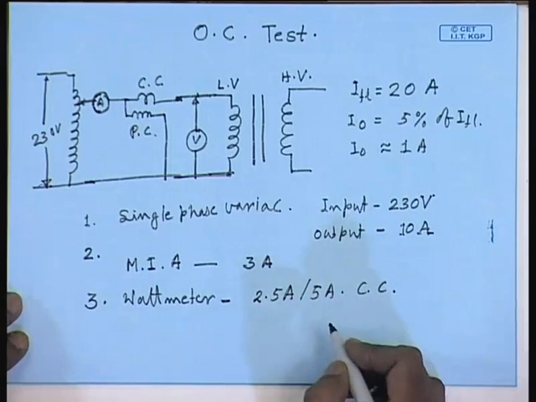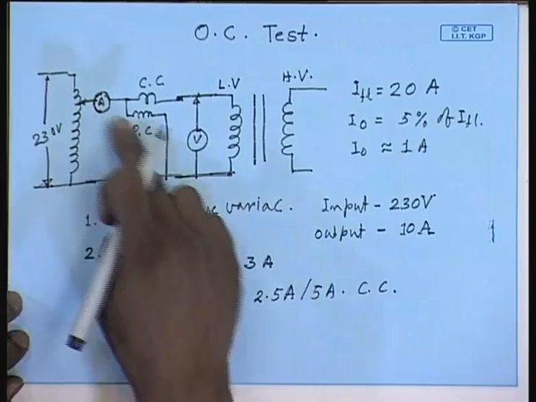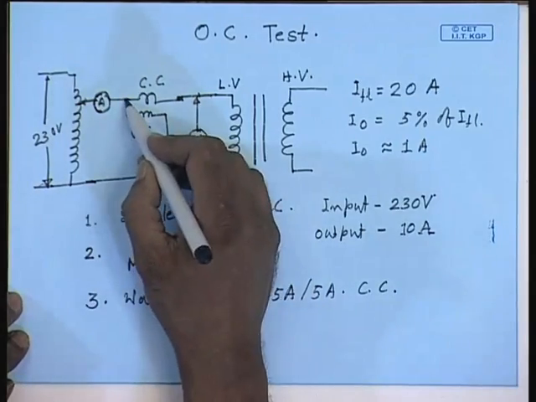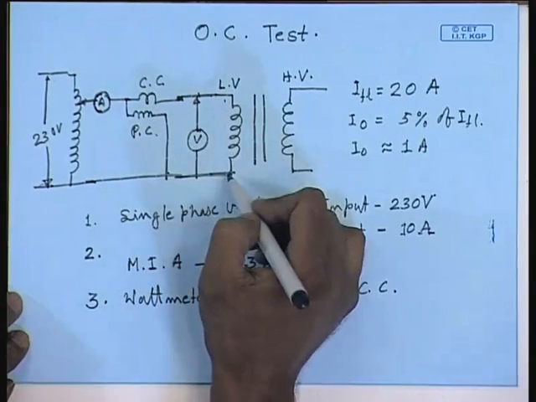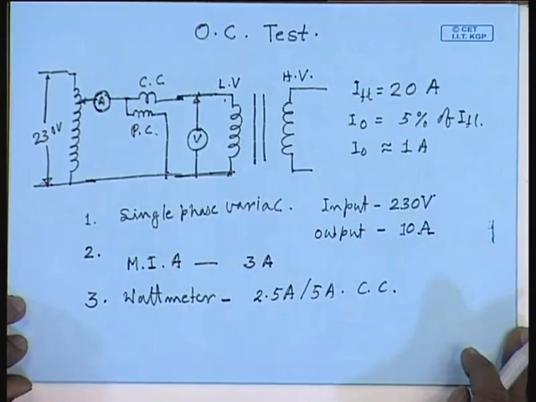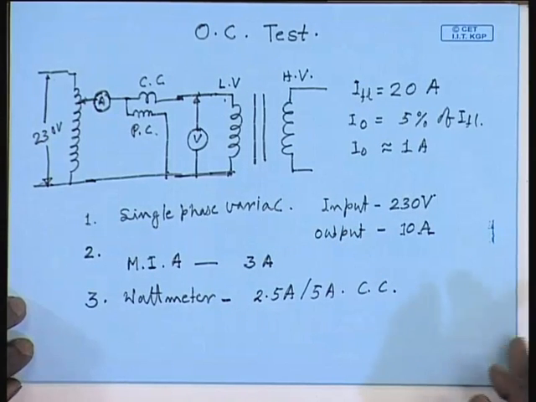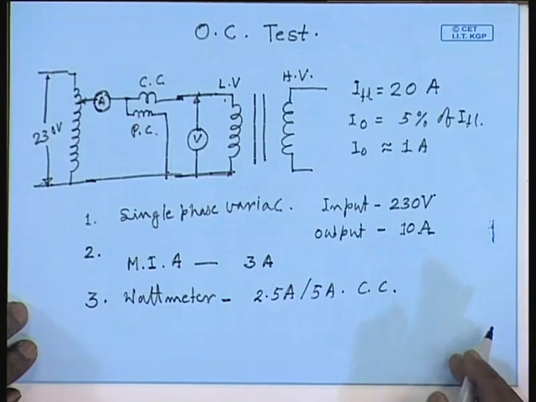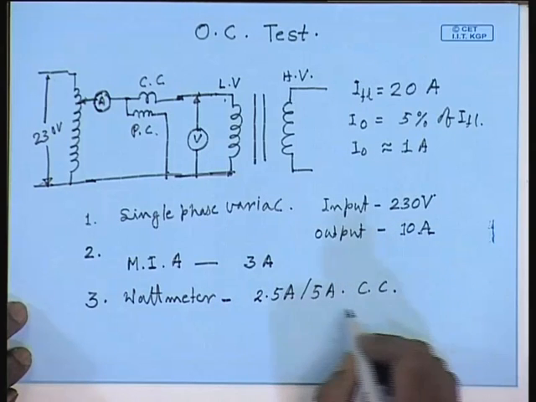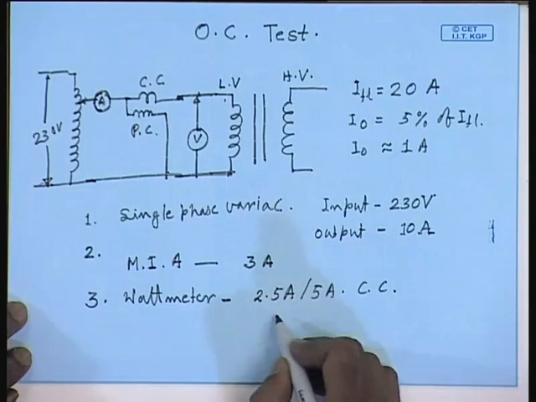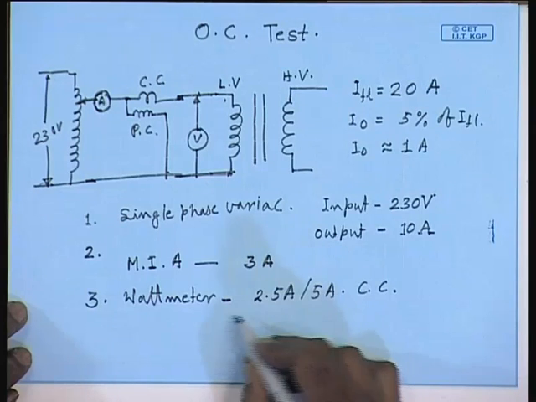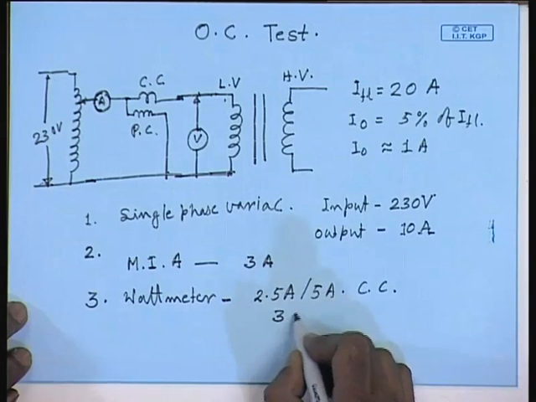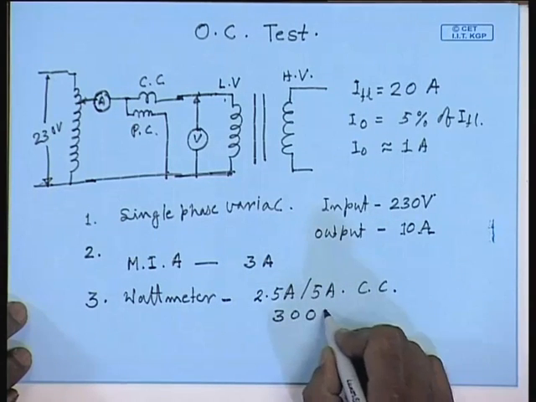For the potential coil, the applied voltage is the same as the rated voltage of the LV side, which is 200 volt in this case. So, we will have to choose a wattmeter whose potential coil is rated at least at 200 volts, it should be more. So, we choose a wattmeter with a potential coil rating of, let us say, 300 volts.